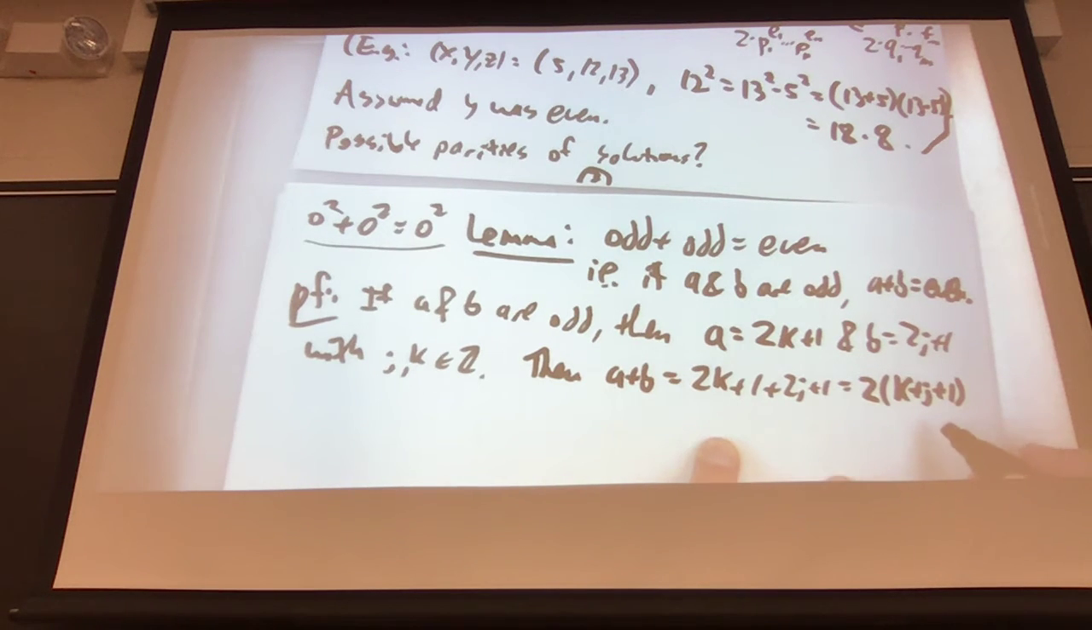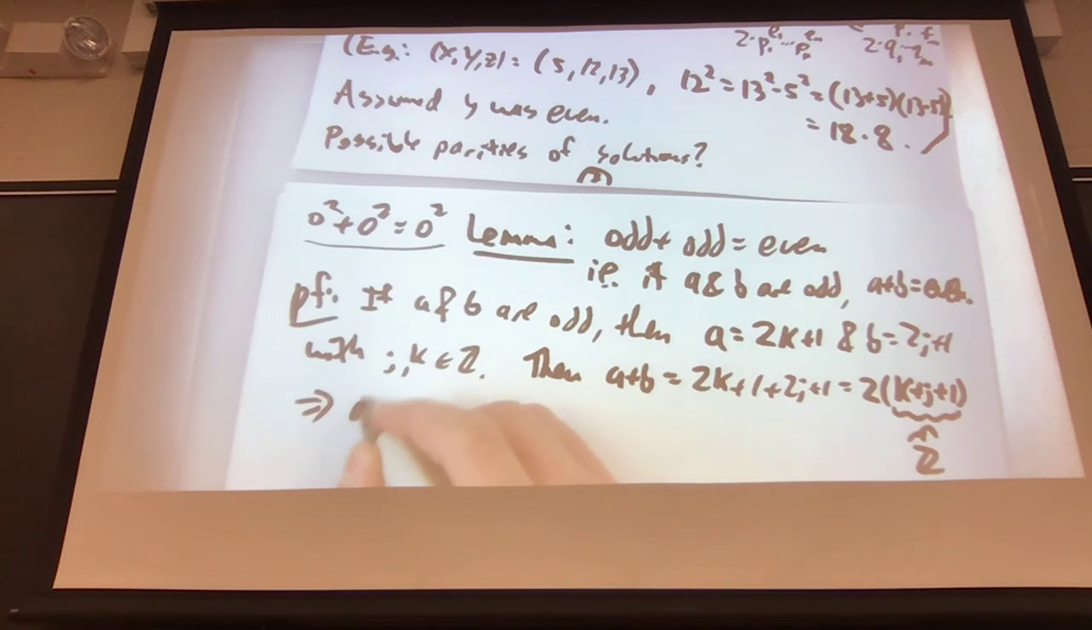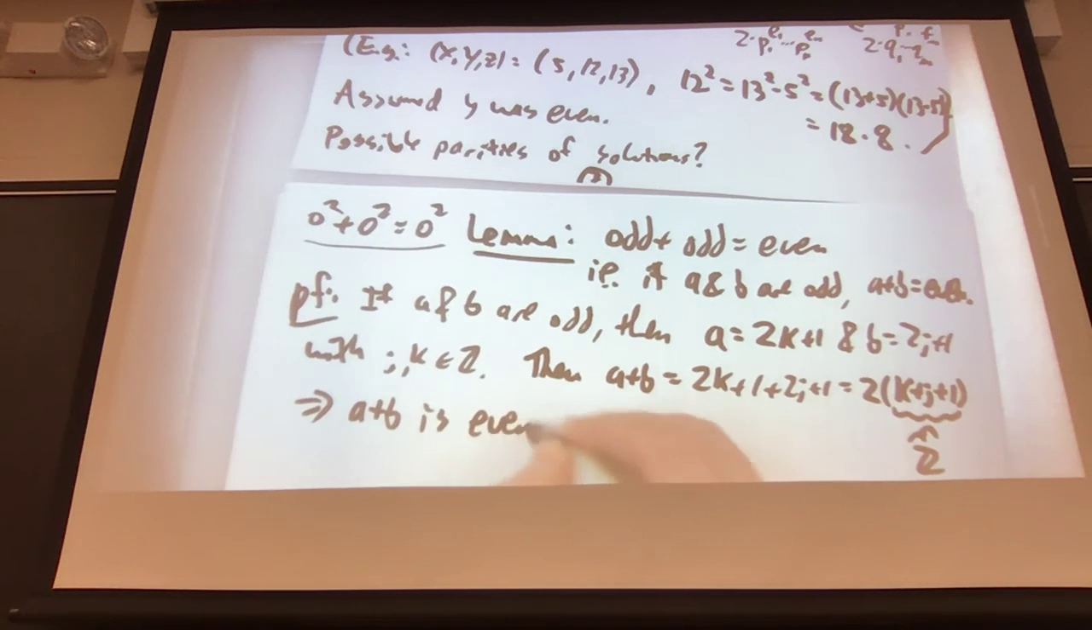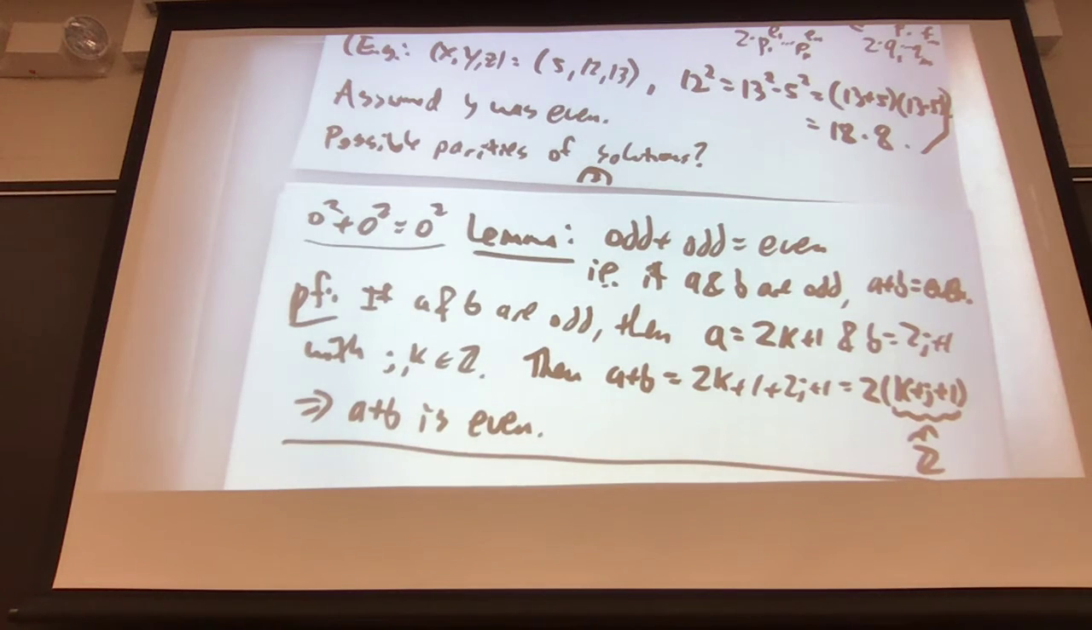And since K, J, and 1 are all integers, and integers are closed under addition, K plus J plus 1 is also an integer, which we will denote as T. Okay. So eventually we get something like 2T. No, that was perfect. That was a perfect proof.